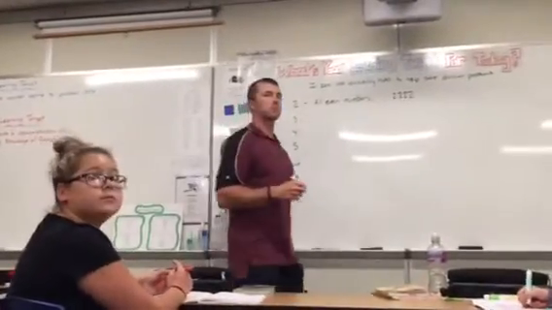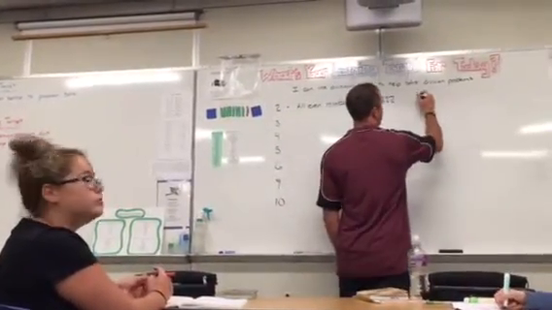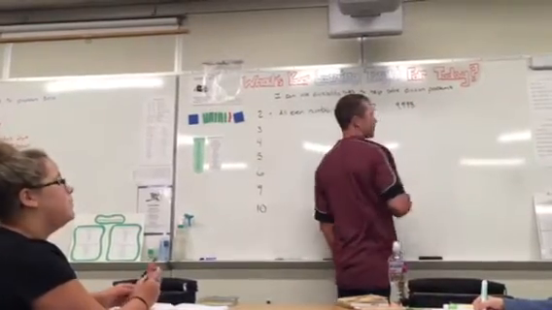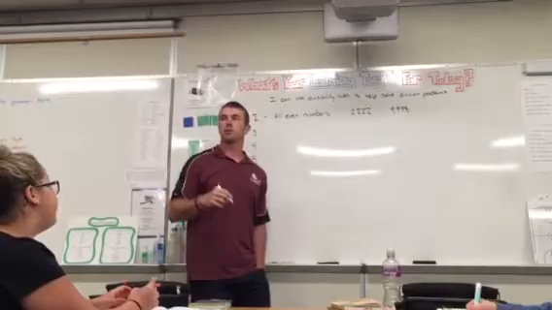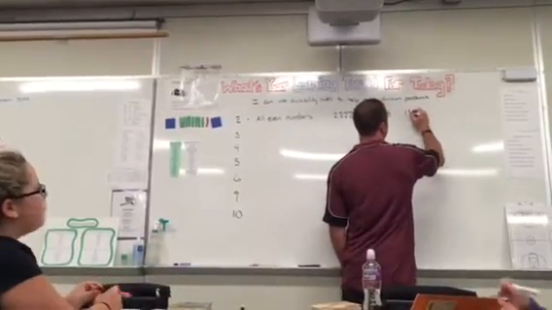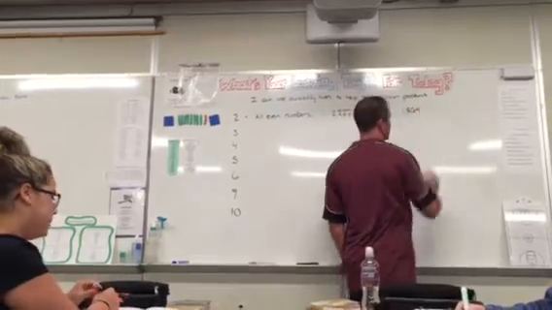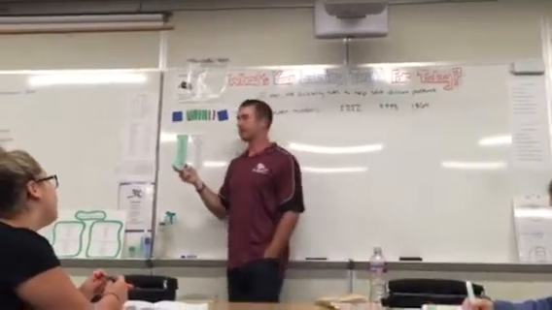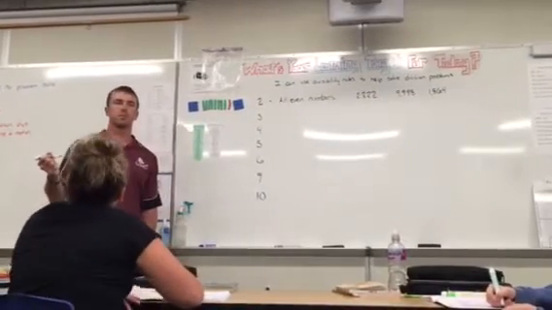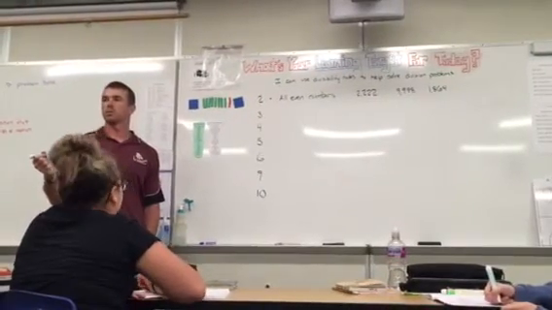Peyton. 9,998. Yes, one more. Abigail. 1,864. So even though those numbers are really big, they are divisible by 2 because they end with an even number. Any questions on the 2's rule?